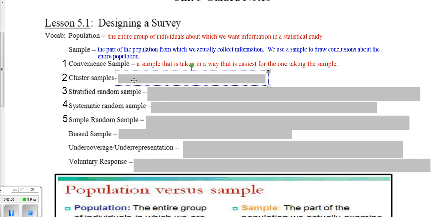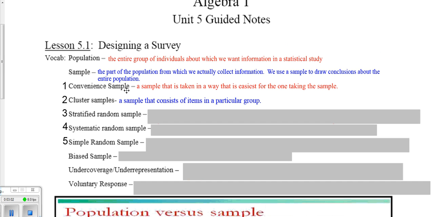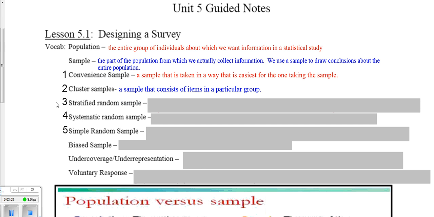A cluster sample is a sample that consists of items in a particular group. So let's say we wanted to talk about the population of the entire high school, but we only asked freshmen. So it just comes from one group, so that's a cluster sample.